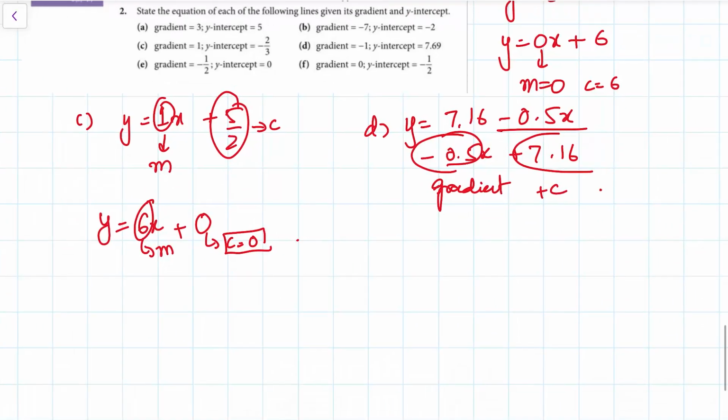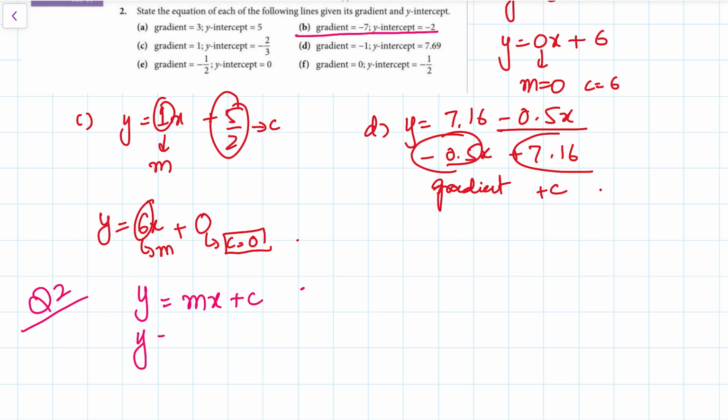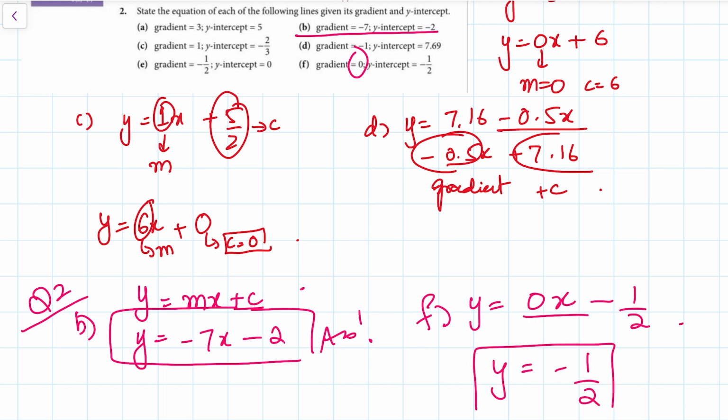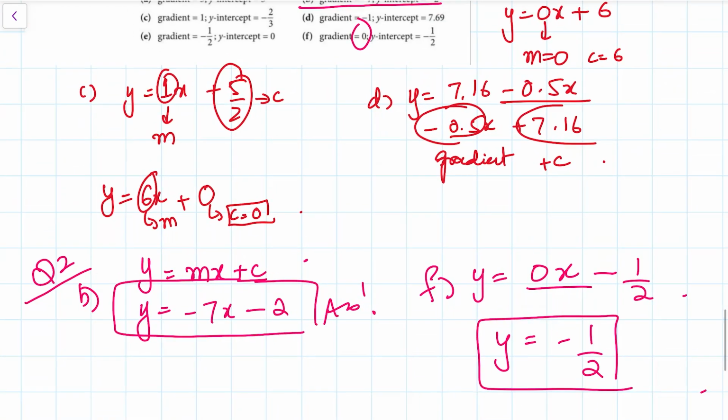Let's look at the second question. The second question says, state the equation of the line given the gradient and y-intercept. Let's do the B part. So you know the formula is y equals mx plus c. y equals minus 7x minus 2. That's my answer. Now, let's look at the F part. Gradient is 0, intercept minus half. So the mx term becomes 0, and the equation of the line becomes y equals minus half.